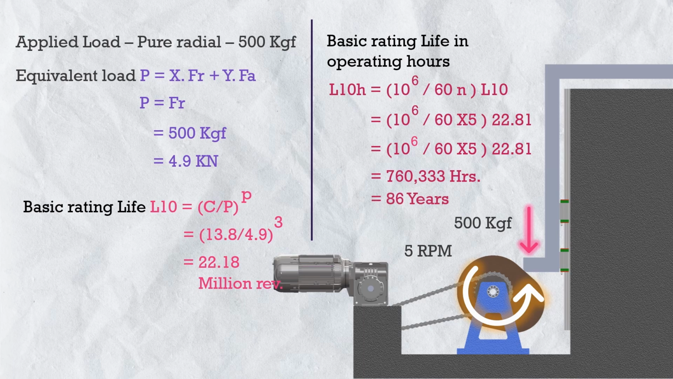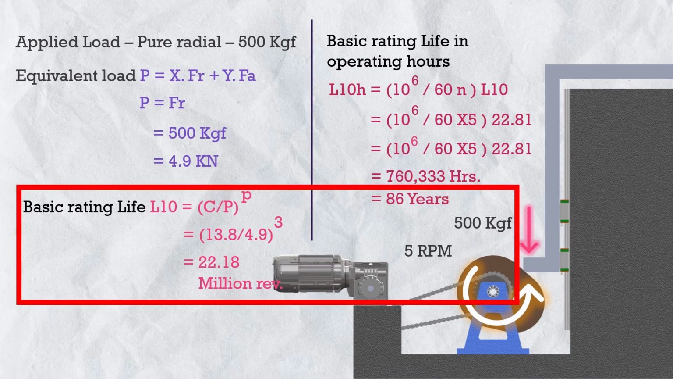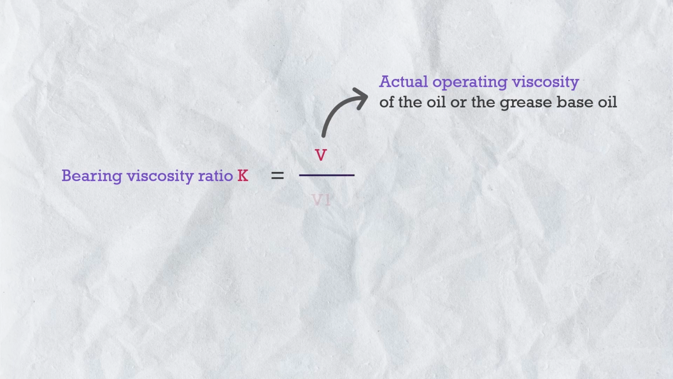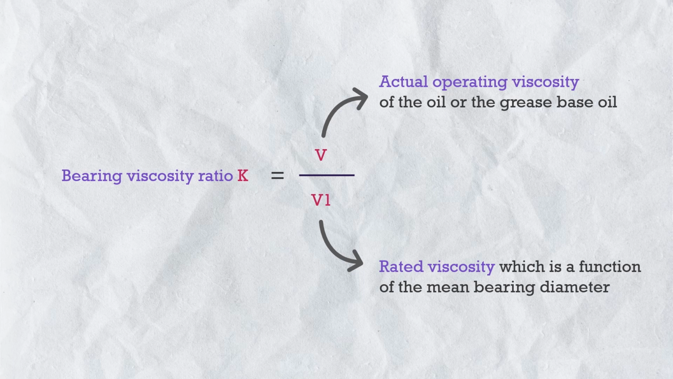It means this is the case of boundary lubrication. Means in this situation, bearing rating life L10 is not valid. But we should make sure on the calculation basis. Calculation of lubrication viscosity ratio K, which is equal to V, actual operating viscosity of oil or grease-based oil, divided by V1, rated viscosity, which is a function of mean diameter of the bearing and rotational speed.